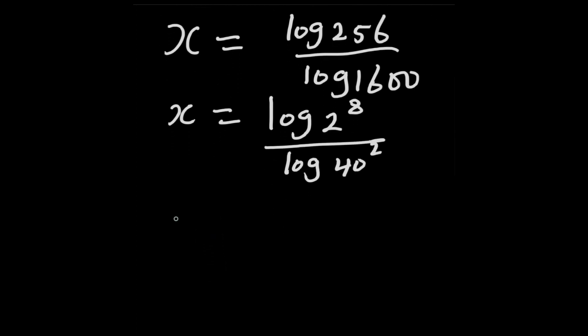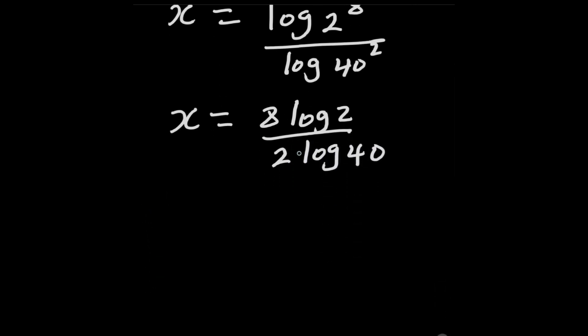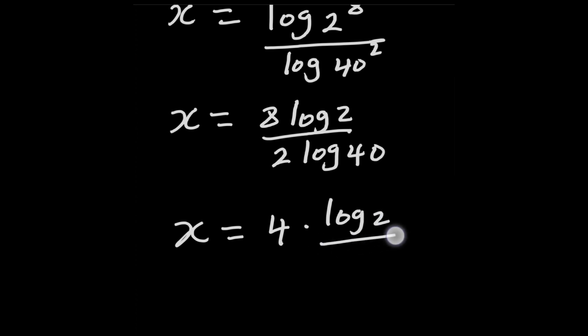So when we apply that, we are going to have x equal to 8 log of 2, then all over, also this power is going to come forward, 2 log of 40. Now we have 8 and 2. So 8 divided by 2 is going to give us 4, then multiplied by log of 2 all over log of 40.